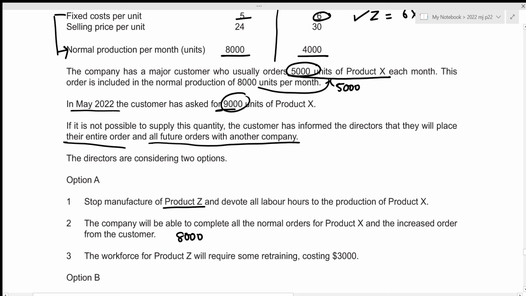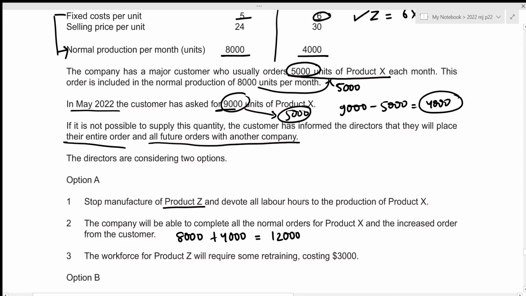So if we have already included 5,000 out of the 9,000, then the increased units is just going to be 9,000 minus 5,000, which is 4,000. So 4,000 additional units we have to produce. So that's 8,000 plus 4,000, which results in the total units produced to be 12,000 for May 2022.